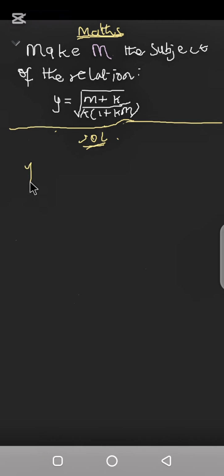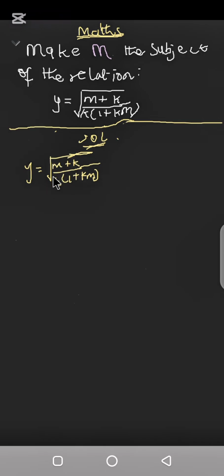So here we have y is equal to the square root of (m plus k) divided by k into (1 plus km). So how do we get started first? The first thing, as we discussed in our previous video, we need to get rid of this canopy. That's the square root function. Get rid of it so that we can see who we want to rescue.